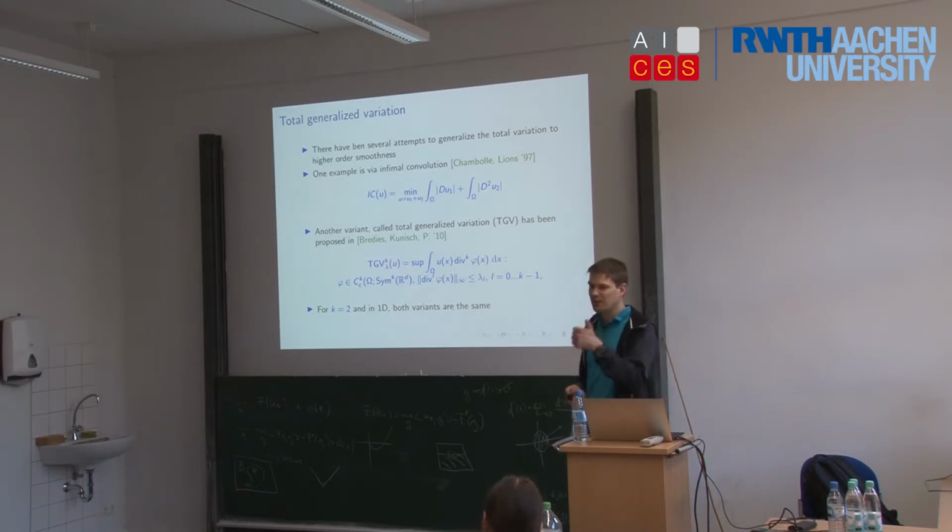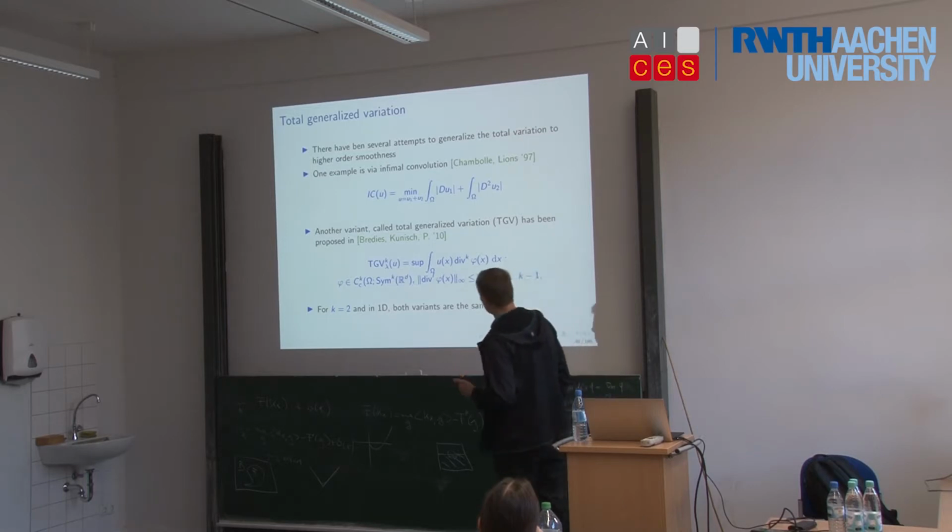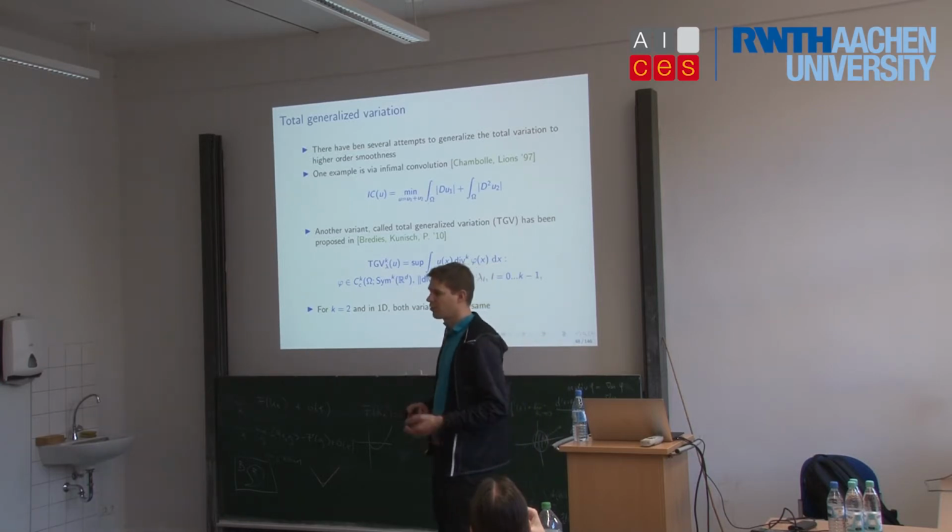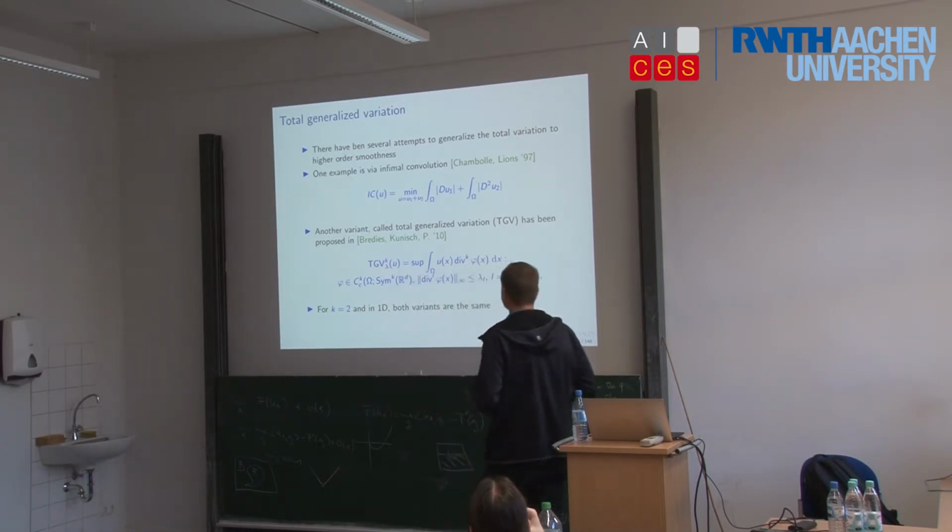For example, if you take k equals 1, then it's just the divergence, and l goes just from 0 to 0, because k is 1. Then it's just the zeroth order divergence, which removes the divergence, and it's a pointwise restriction. Then we end up with the total variation. So for k equals 1, this definition is equivalent to the total variation, and for k larger than 1, you get second order, third order, fourth order TGV, and so on.